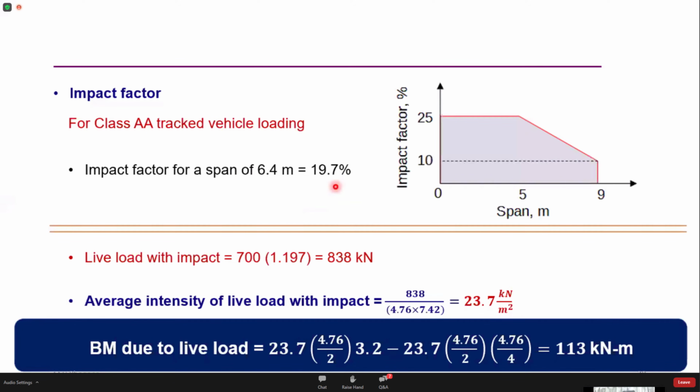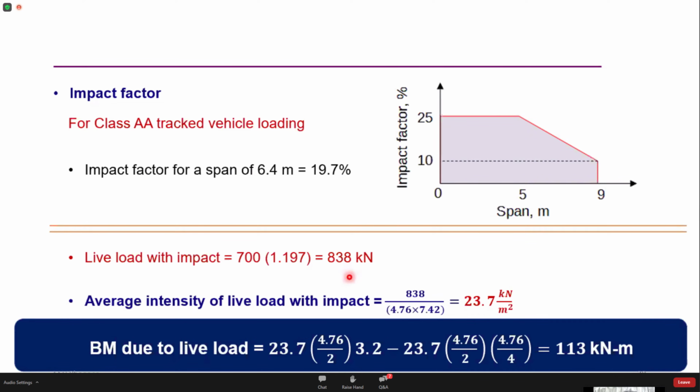So what I'm going to do, impact is going to amplify the effect of live loads. So what we are going to do here is multiply the live load with this impact factor. So this is 700 multiplied by the factor. So now the live load has increased from 700 to 838 kilonewton.